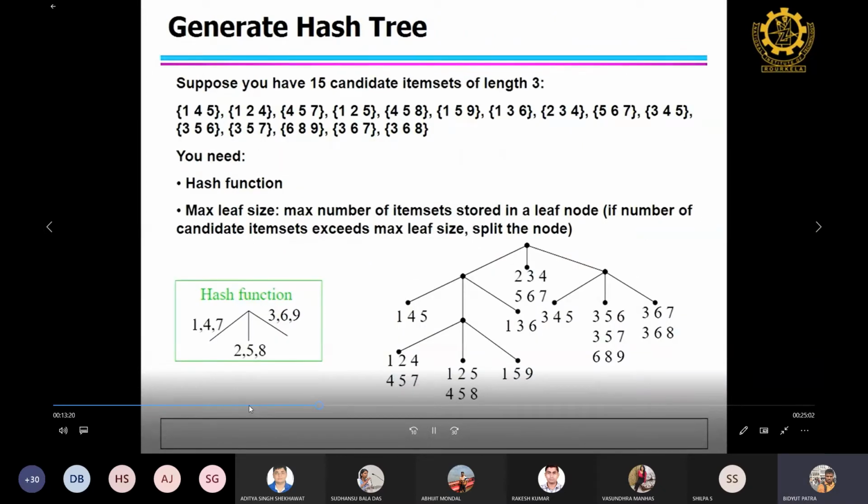So here, suppose you have 15 candidate item sets of length 3. This is how we'll generate them. We had the items, let's say 1, 2, 3, 4, 5, 6, 7, 8, 9. Obviously the combinations will be NC, so 9C3. But out of that, some of the 2-item sets may be infrequent, therefore we remove them.